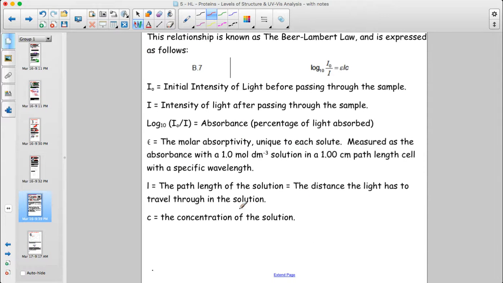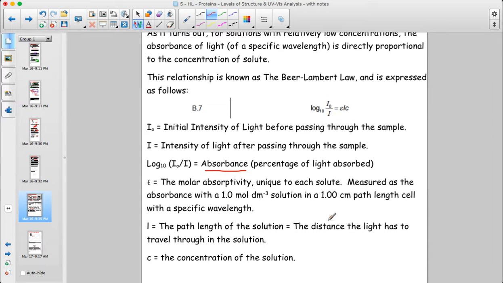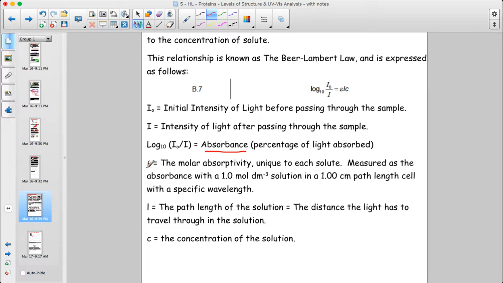The symbols in it are that you've got the initial light intensity before it goes through the sample, you've got the intensity after it comes out of the sample, and the combination, all these things together, stand for absorbance. Essentially it tells you what percentage of light is getting absorbed by the sample. These other symbols are, so molar absorptivity is going to be different for each substance. The path length of the solution is how wide the actual physical sample is, and C is concentration, which is really what we're going to care about.